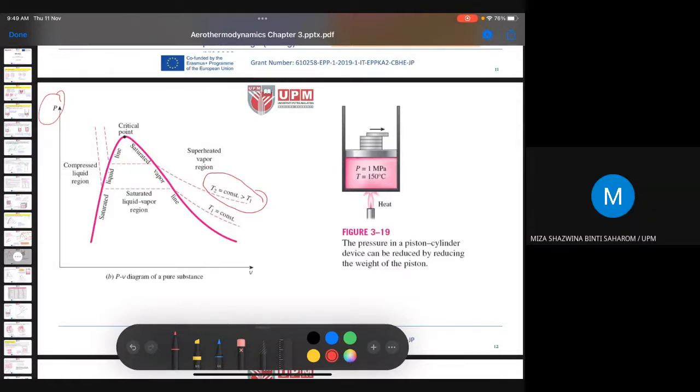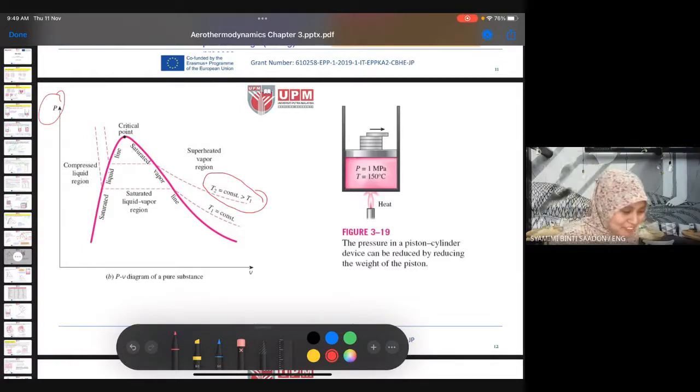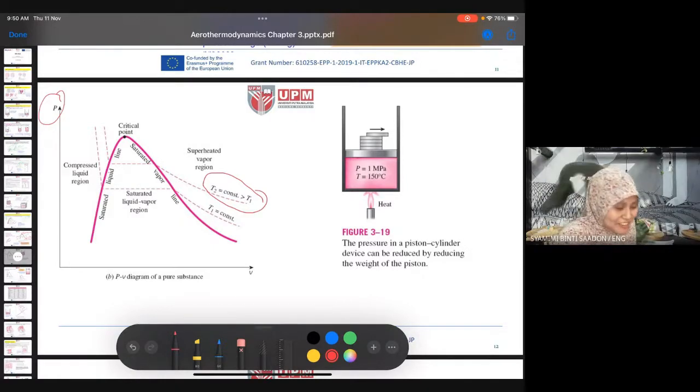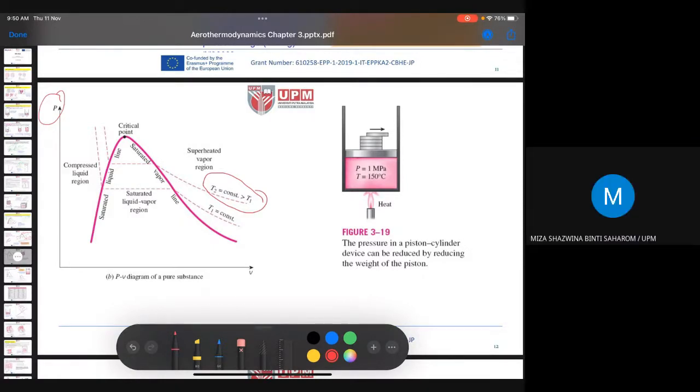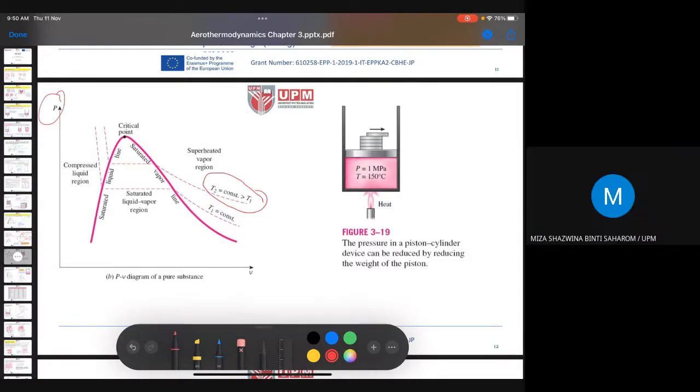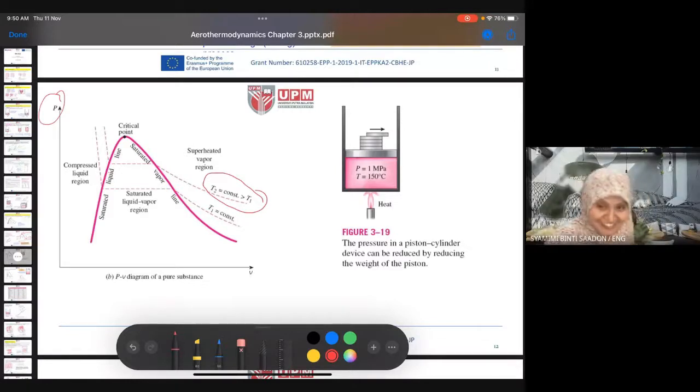Yes, doctor. Apa nama yang untuk yang temperature pula, constant temperature? Tadi isobar kan untuk pressure. Constant. Iso ada sama je, iso juga. Lagi mudah. Isothermal. Okay, thank you. Isothermal.